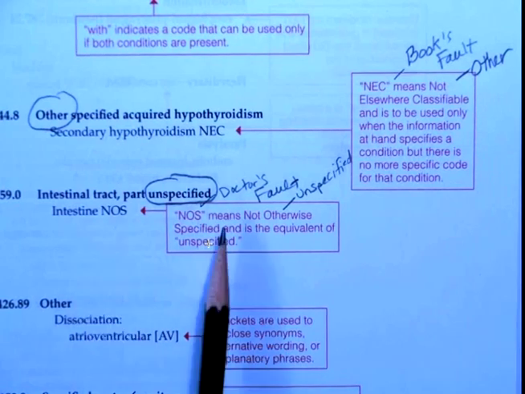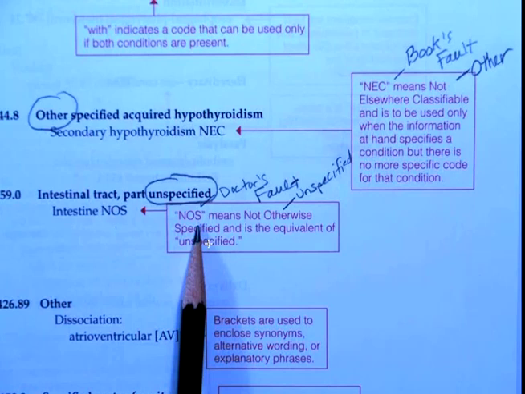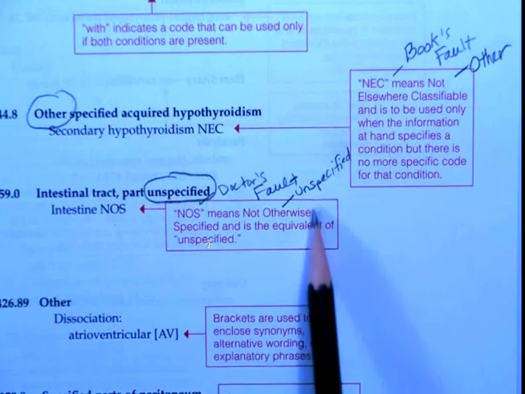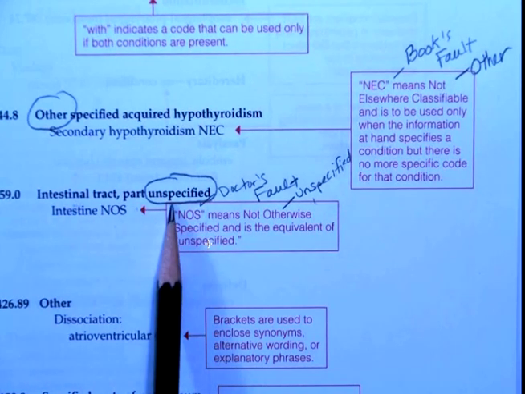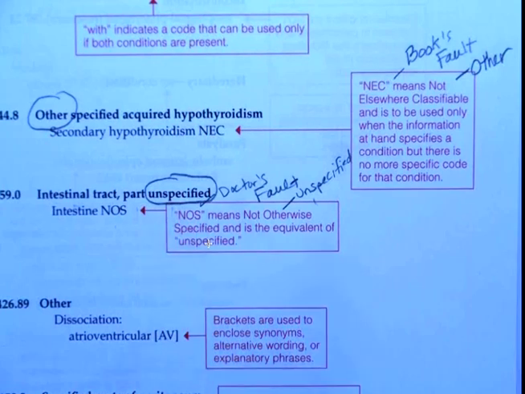Now, NOS means not otherwise specified, and it's the equivalent of unspecified in the tabular, like this example here, intestinal tract unspecified. Okay, this is normally what I call the doctor's fault, that there probably was more information, but we weren't given it in the documentation. So we have to use an unspecified code. That's not always the case. Now, if you have a choice between the two, other is actually better because it means you had more detailed information than the book gave you.